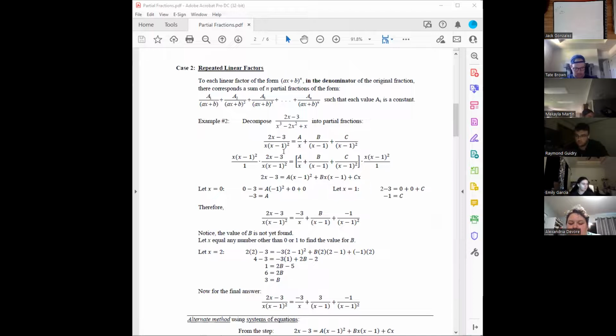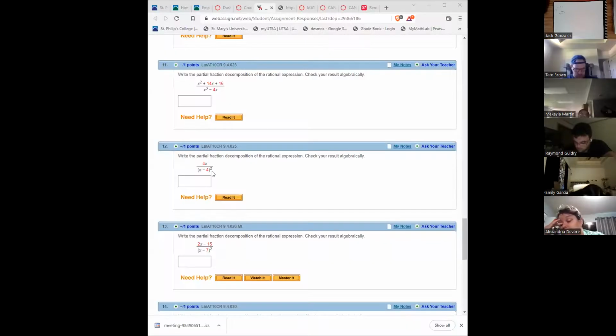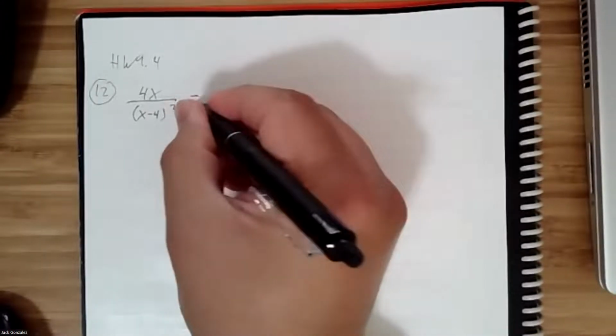Okay, so case 2. Notice we had a power of 2 on a factor, right? So because of that, you have to do 1 and then 2. You have to count up until whatever power is on here. So we're gonna have a B over that and C over the other one. That's all we're gonna do. So back to our question. We're gonna have A over x minus 4 plus B over x minus 4 squared. That's all we're gonna do. Does that make sense?